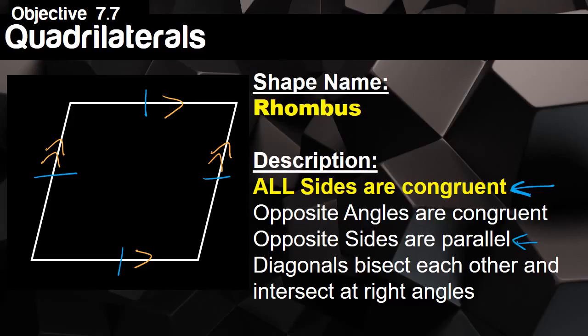Our diagonals bisect each other, which means that they cut each other in half, and they intersect at right angles. The way this looks, if I draw in my diagonals, they bisect each other, and in the middle right here, when they intersect, they're intersecting at right angles.